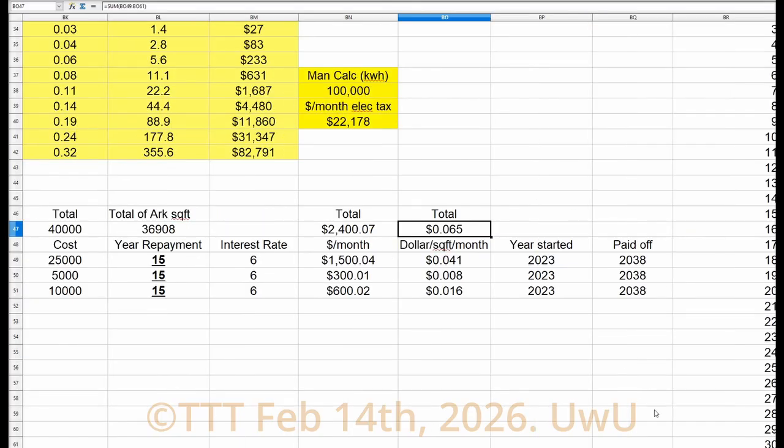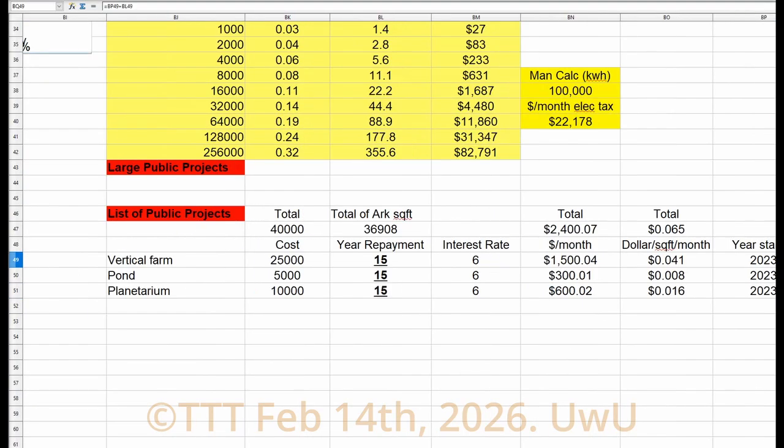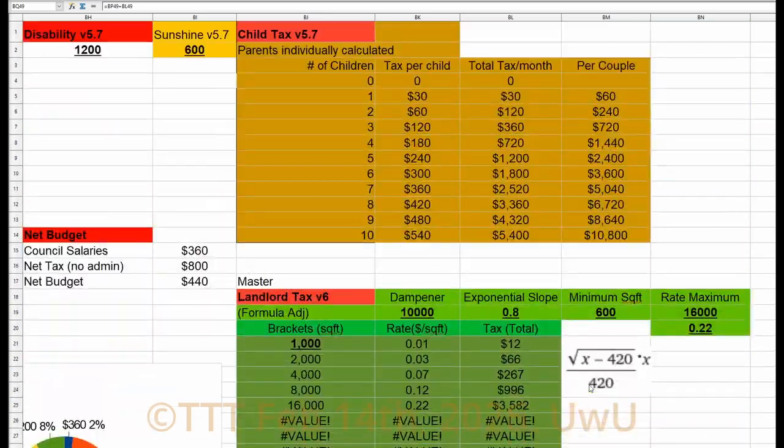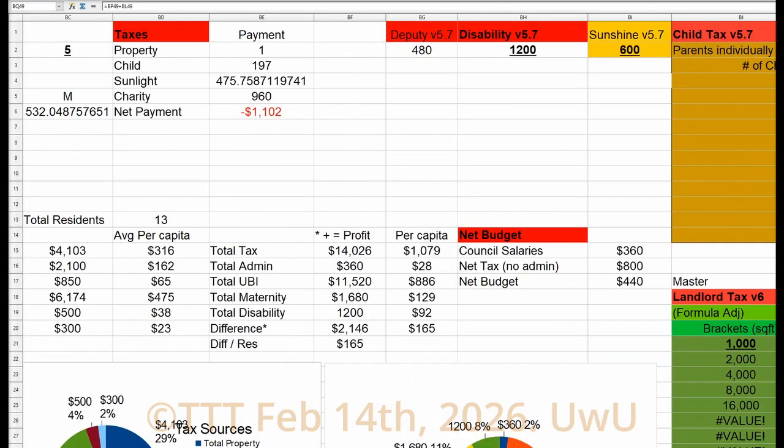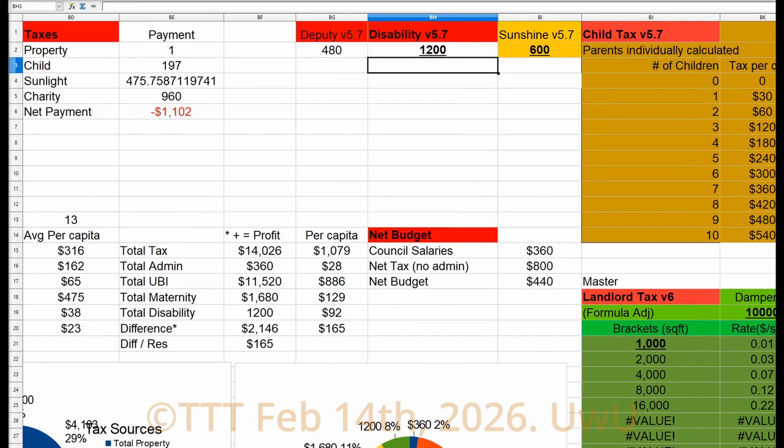And then you have year started 2023. This is when I started the database, 2023. And paid off 2038. This is when I added the large public projects to the database, clearly, because it's 3 years old. It's kind of cool. Paid off 2038, 15 years. So, yeah. Looking really good. Everything's looking beautiful. Here's 5.7.